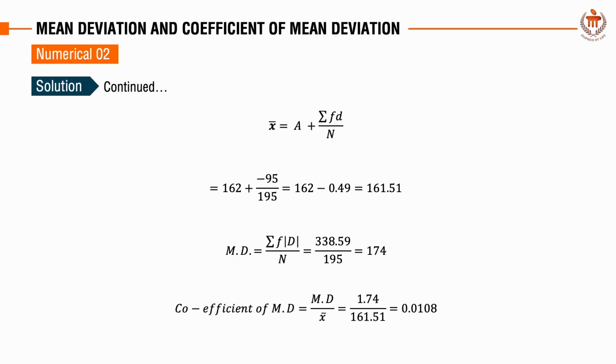The coefficient of mean deviation is the mean deviation divided by the average value. The mean deviation is 1.74, not 174. When it is divided by the average x value, the mean value, which is 161.51, we get the coefficient of mean deviation as 0.0108.